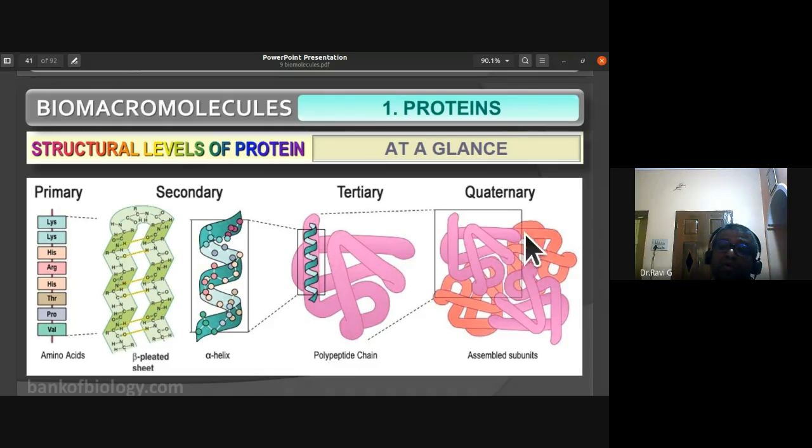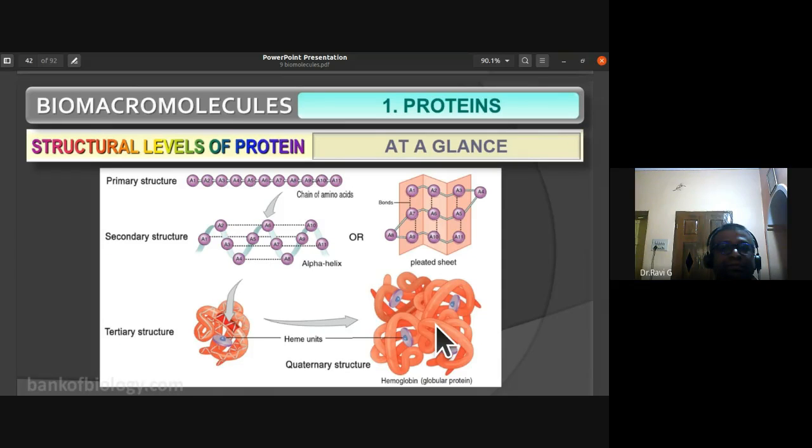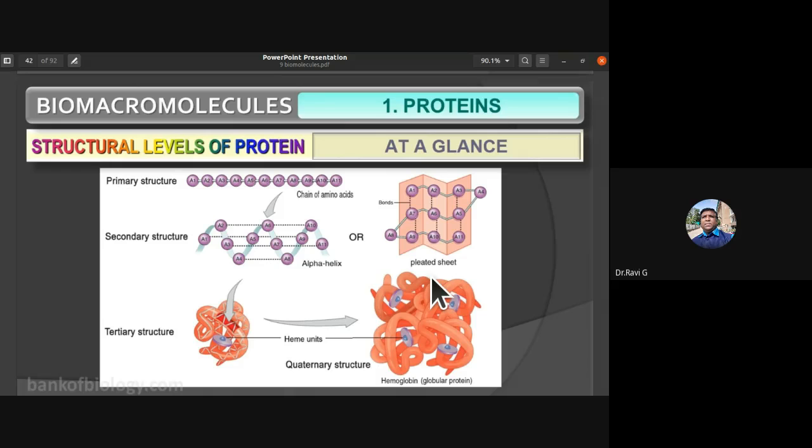In quaternary structure, they have more than one tertiary structure forming a unit. So hemoglobin is an example of quaternary structure, where they have two alpha structural units as well as two beta structural units. So more than one tertiary structure is noticed in the case of quaternary structure. So these are the things that you have to remember regarding the structural levels of protein.